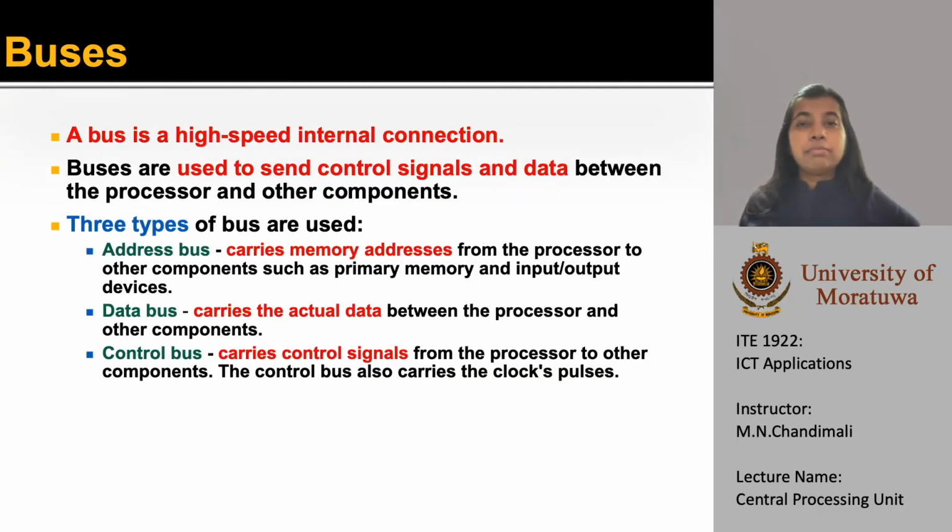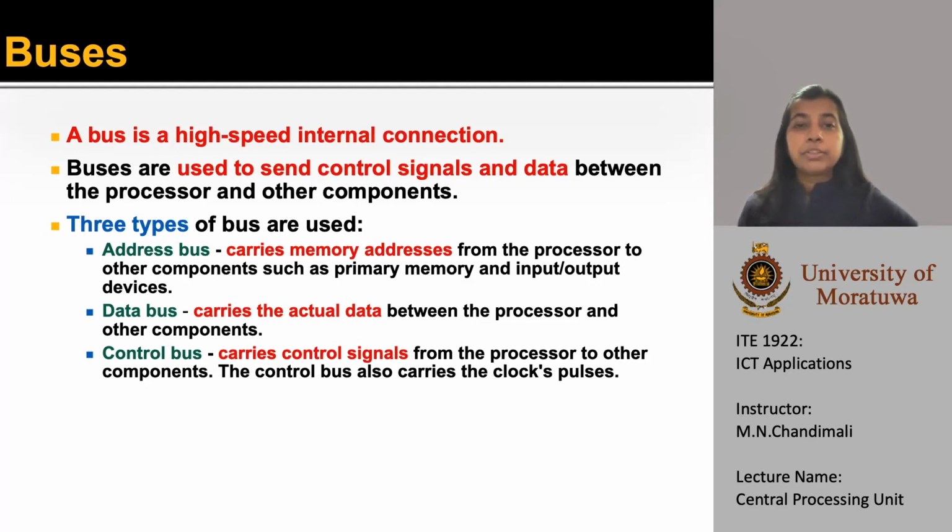Then let's have a look at the buses. We can think of buses as communication channels that are used to transfer data and control signals between the peripherals in the computer. A bus is a high-speed internal connection. As we discussed, buses are used to send control signals and data between the processor and other components.